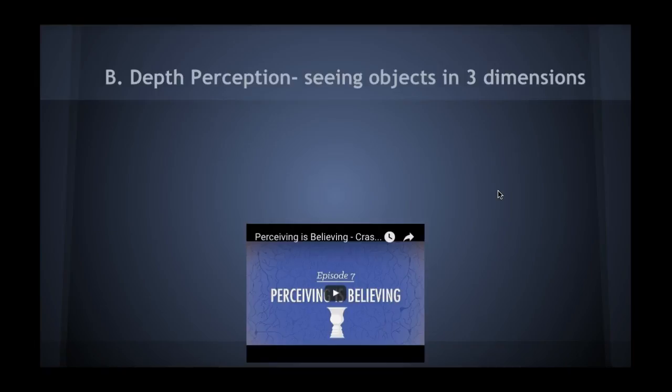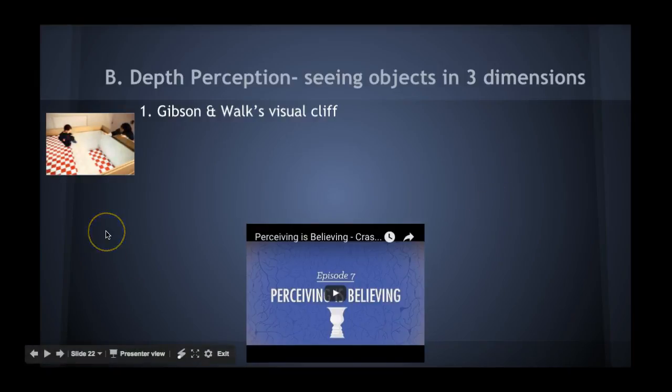The interesting thing is that there's been a lot of question about when we can actually perceive depth. Can, for example, babies do it? Well, actually, there's been an experiment about that. Gibson and Walk did what they call a visual cliff. I think your book showed a picture of it. I'm not sure, I don't remember. But this is generally what it looks like.